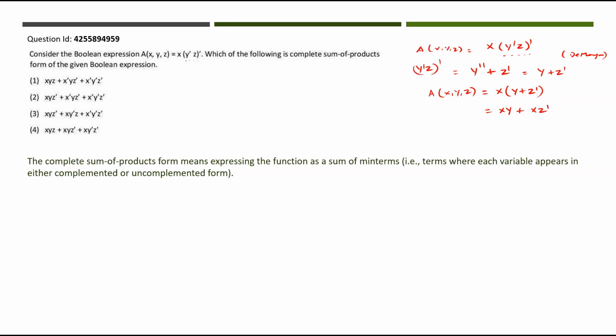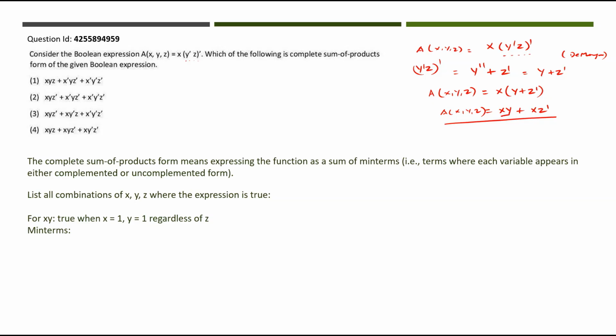Now we have to express this particular expression in the form of complete sum of products. How are we going to solve this? We have to list all combinations of x, y, z where the particular expression is going to have true value. We have to make this particular expression true and this particular expression true. In order to make x and y alone true, what values should you have? We need not worry about the value of z. You should have x as 1 and y as 1 to make them true.